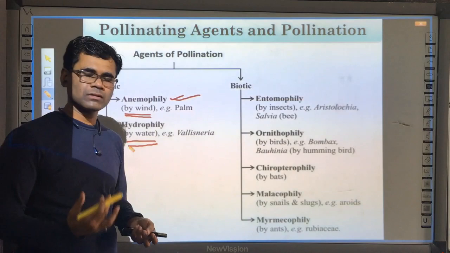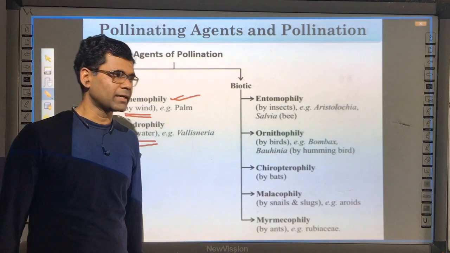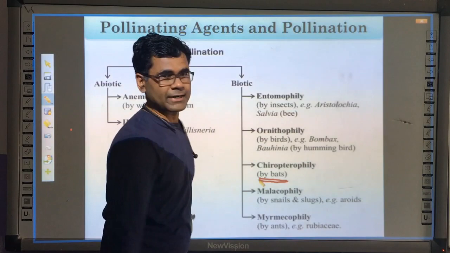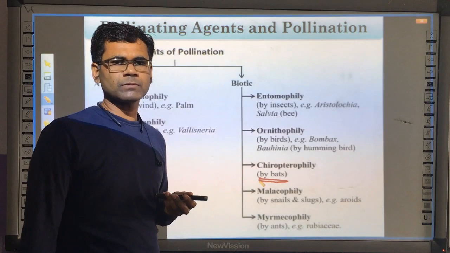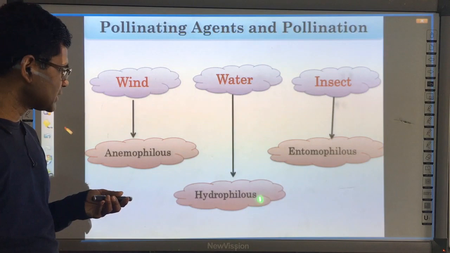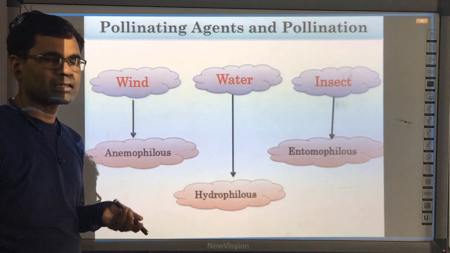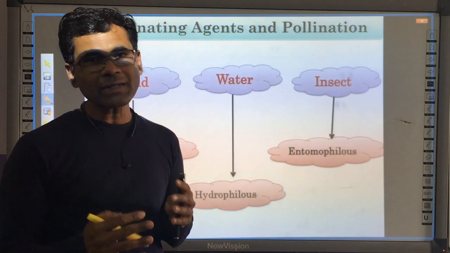You all studied in chemistry about hydrophobic and hydrophilic and all those things. Bats are also pollinating. You have seen the kadam tree. Pollination through water is termed hydrophilous, and pollination by insects is termed entomophilous. Let us understand what the adaptations of a flower are and how such types of pollination can take place.